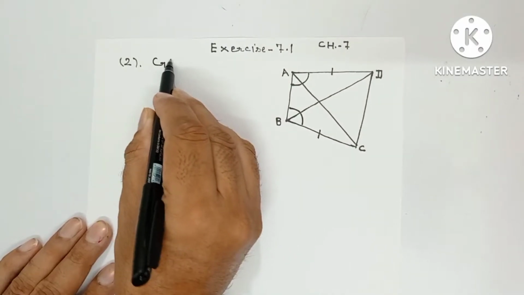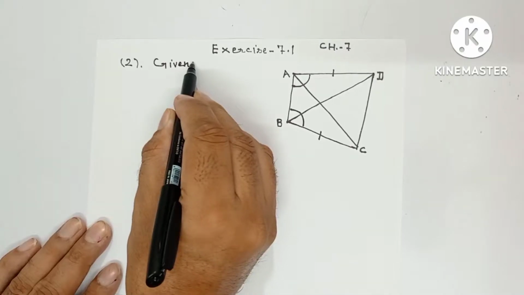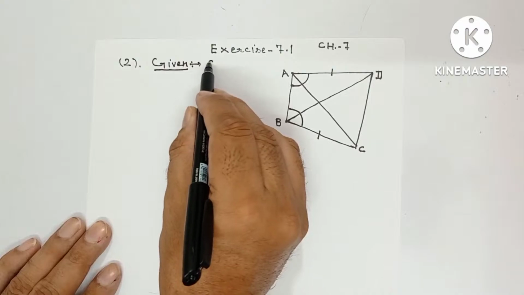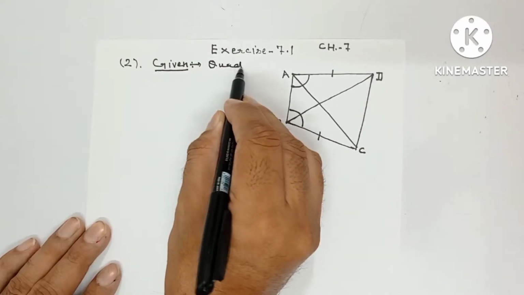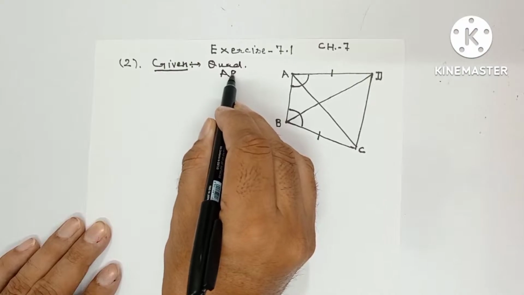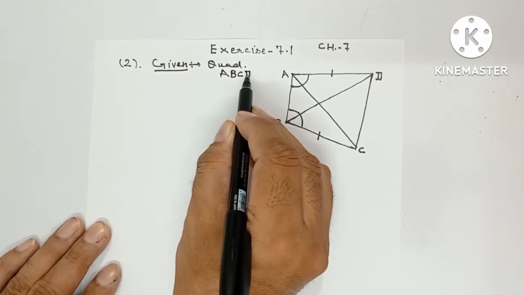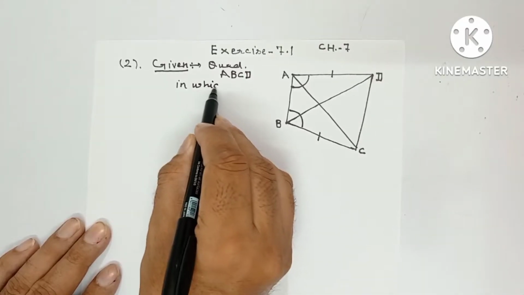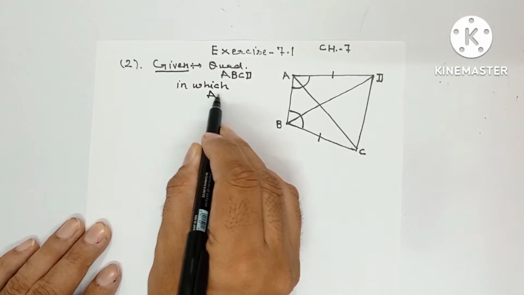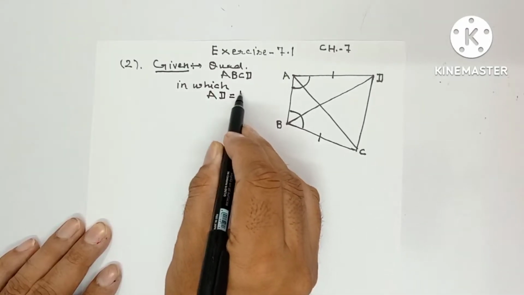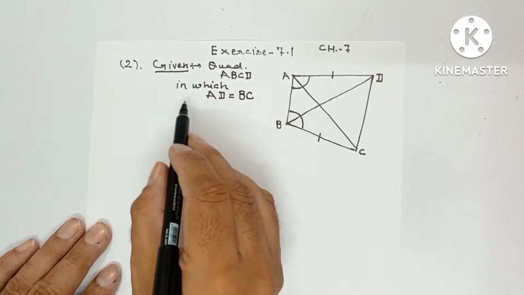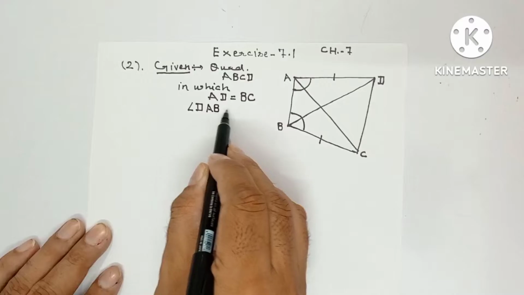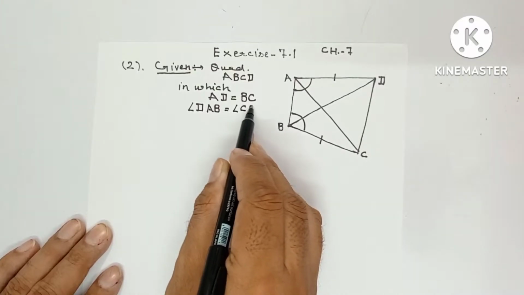Given: a quadrilateral is a closed figure having four sides. So here we are given a quadrilateral ABCD, in which AD and BC are equal and angle DAB is equal to angle CBA.